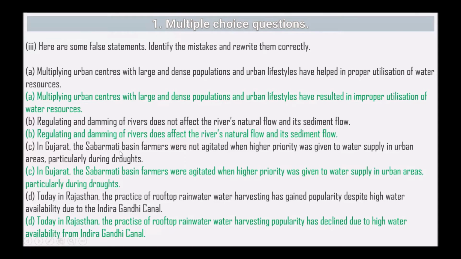Next, in Gujarat, the Sabarmati Basin farmers were not agitated when higher priority was given to water supply in urban areas, particularly during droughts. In Gujarat, the Sabarmati Basin farmers were agitated when higher priority was given to the water supply in urban areas, particularly during drought. Next, today in Rajasthan, the practice of rooftop rainwater harvesting has gained popularity despite high water availability due to the Indira Gandhi Canal. Today in Rajasthan, the practice of rooftop rainwater harvesting popularity has declined due to high water availability from Indira Gandhi Canal.